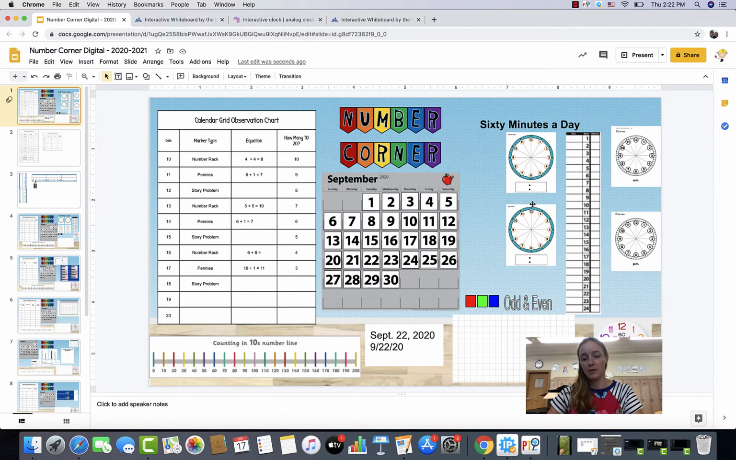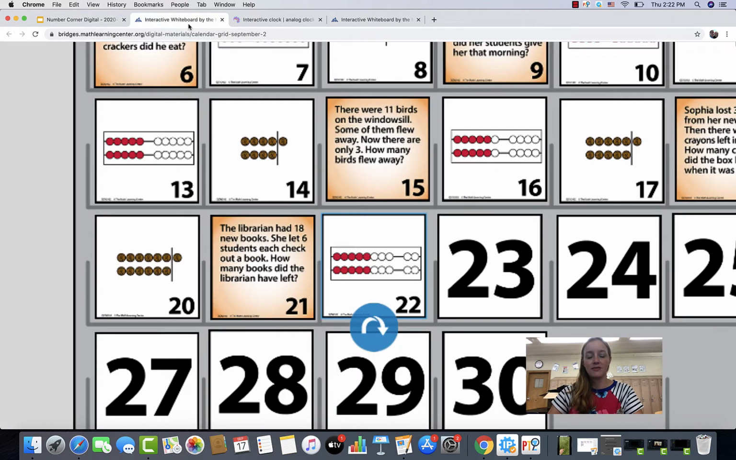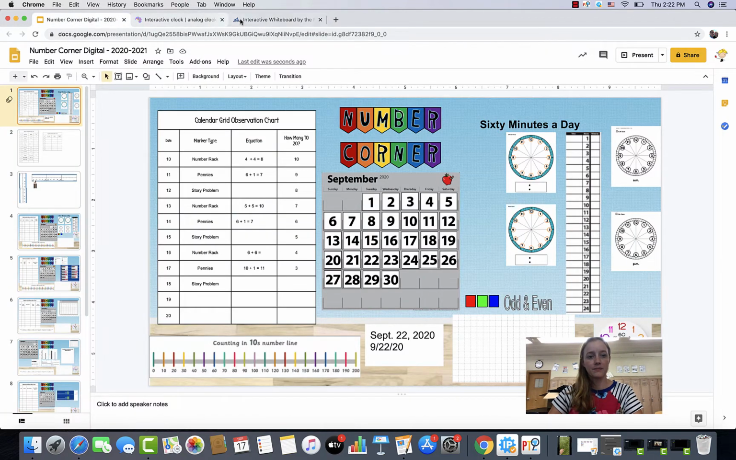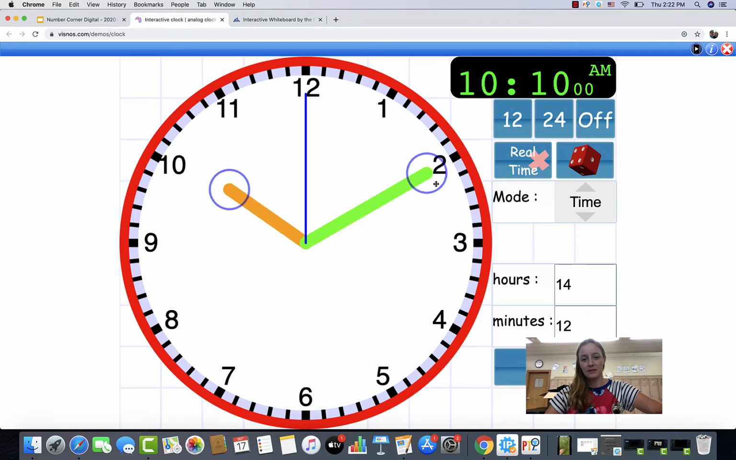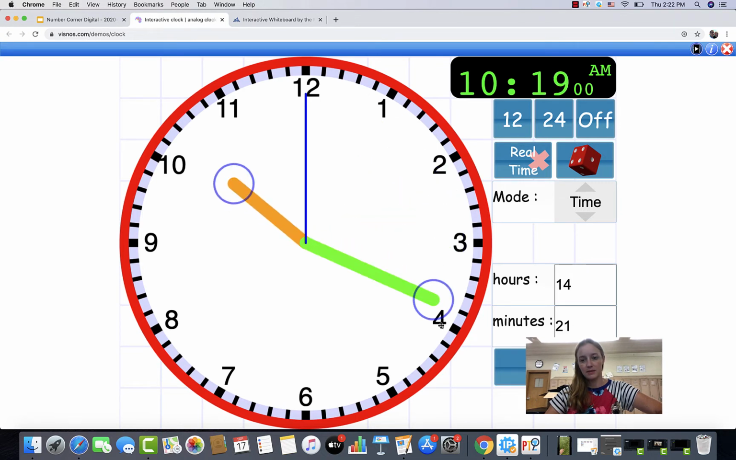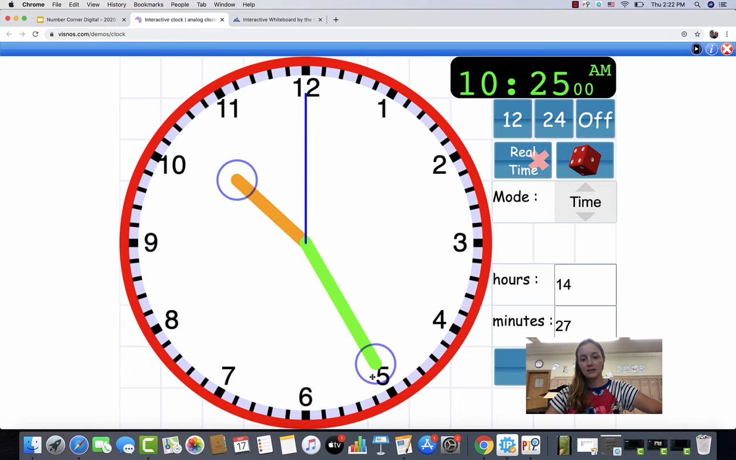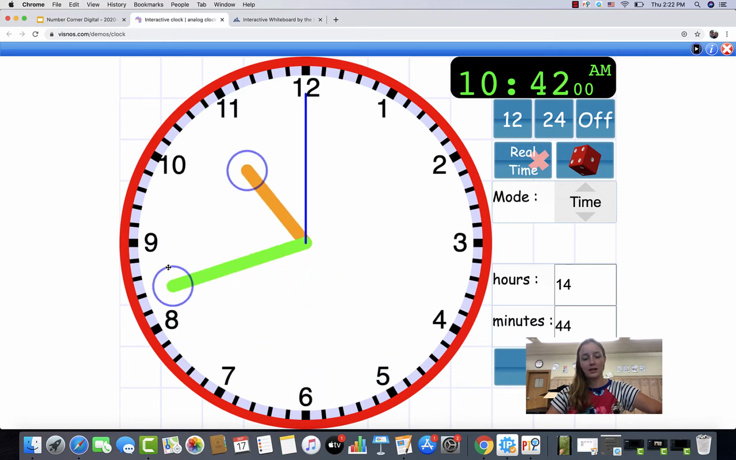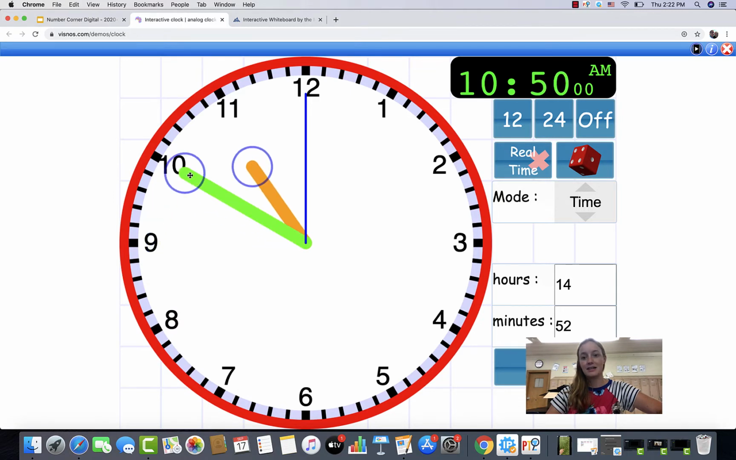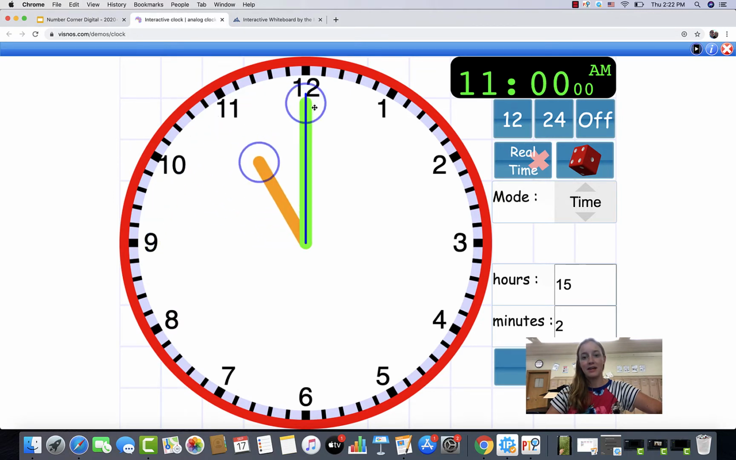We're going to go ahead and do our time for today. So we left off yesterday with, right here, sorry. We left off with 10 o'clock. Hour hand, minute hand. Let's go ahead and keep counting by fives. Please count with me. All right, we're at 10, 10:05, 10:10, 10:15, 10:20, 10:25, 10:30, 10:35, 10:40, 10:45, 10:50, 10:55, and we are now at 11 o'clock.